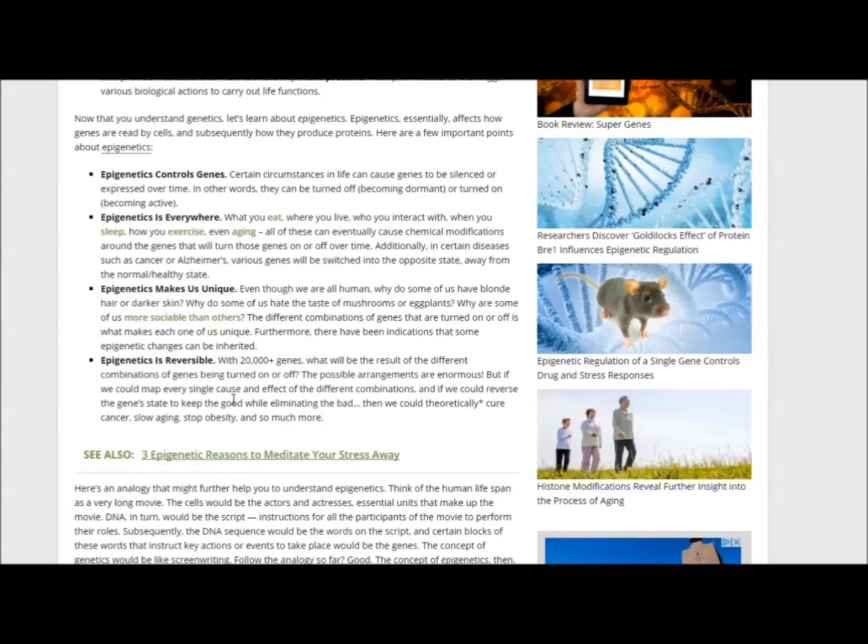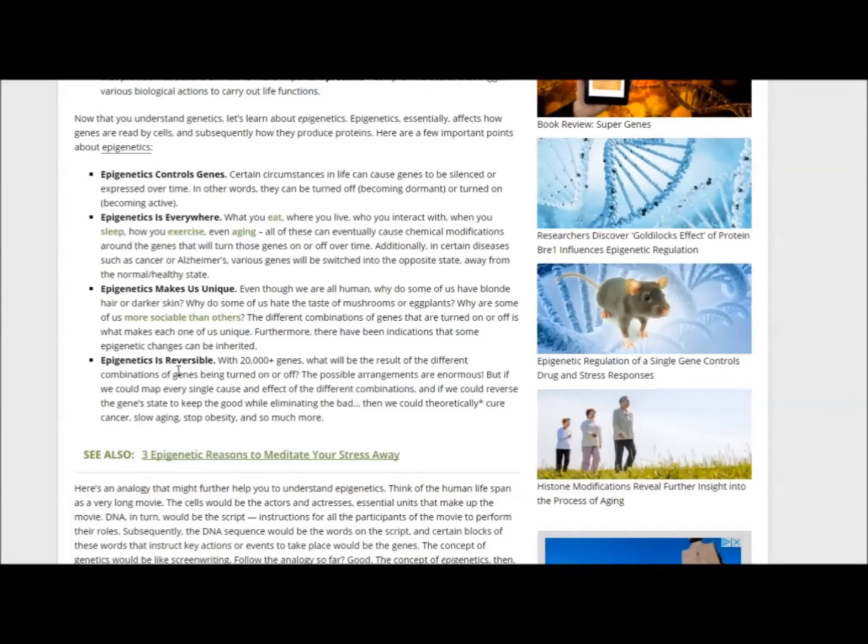Epigenetics makes us unique. So let's see, even though we are all human, why do some of us have blonde hair or darker skin? Why do some of us hate the taste of mushrooms or eggplants? Why are some of us more sociable than others? The different combinations of genes that are turned on or off is what makes each of us unique. Furthermore, there have been indications that some epigenetic changes can be inherited. Okay, so a correlation between an environmental influence and turning the gene off or on and somehow modifying its functioning or removing its functioning or enhancing its functioning, that kind of a response is epigenetic.